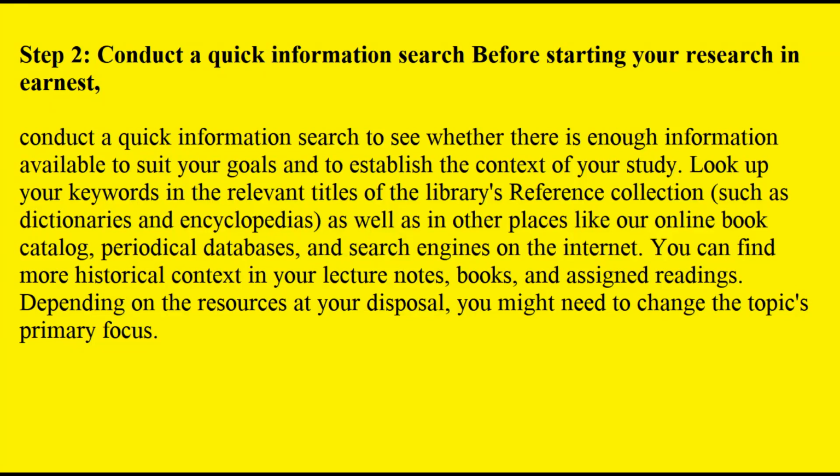Step 2. Conduct a quick information search before starting your research in earnest. Conduct a quick information search to see whether there is enough information available to suit your goals and to establish the context of your study. Look up your keywords in the relevant titles of the library's reference collection, such as dictionaries and encyclopedias, as well as in other places like our online book catalog, periodical databases, and search engines on the internet. You can find more historical context in your lecture notes, books, and assigned readings. Depending on the resources at your disposal, you might need to change the topic's primary focus.